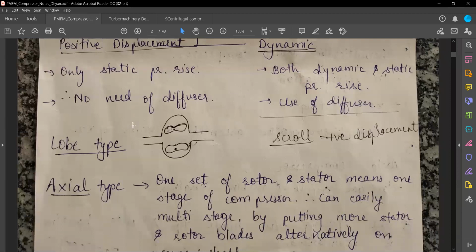And then there are many different types we can look at. There can be the lobe type, where lobes or gears are used. Fluid enters from one side. The upper one will rotate in the clockwise direction, while the lower gear will rotate in the anti-clockwise direction. And at the end, the fluid is compressed when both the gears come towards each other, and the outlet fluid has increased pressure. Scroll compressors are also positive displacement type.